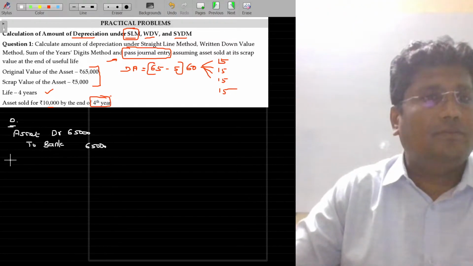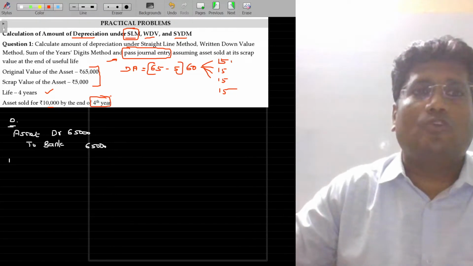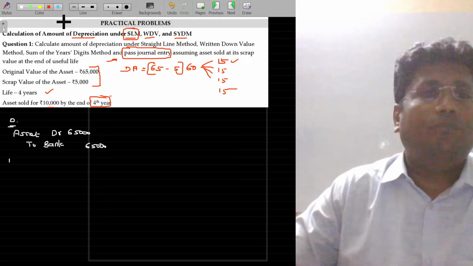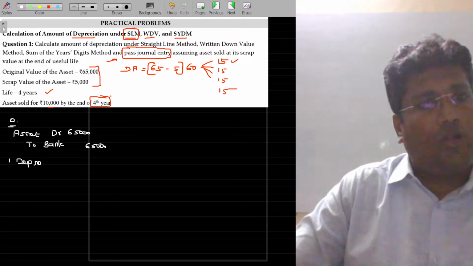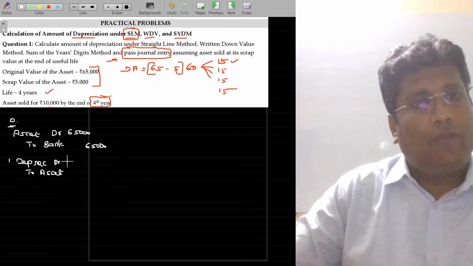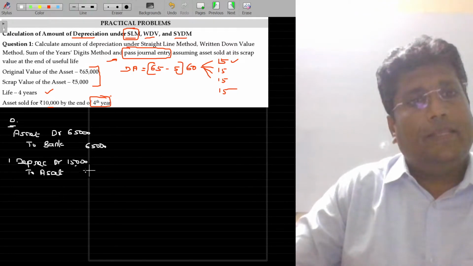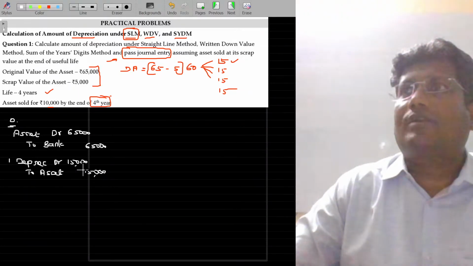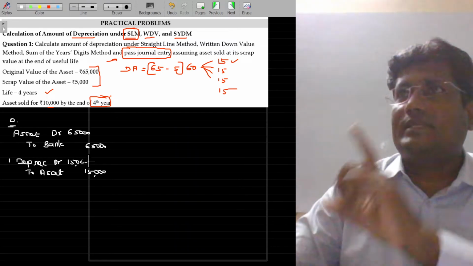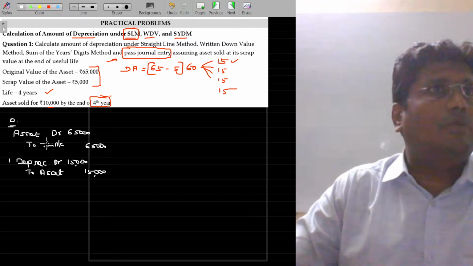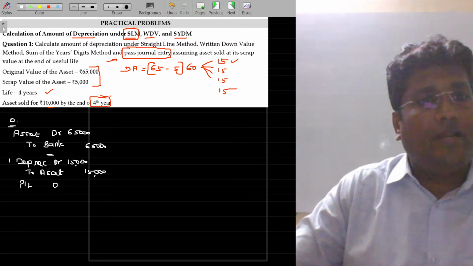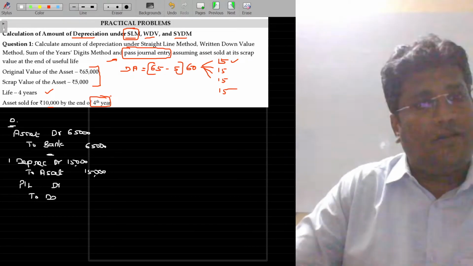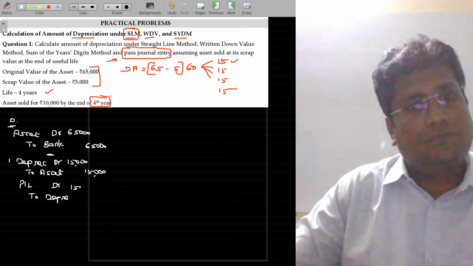By the end of the first year, I depreciate 15,000 rupees. Now come on, pass the journal entry for depreciation. Make it faster. Depreciation account debit to asset account, value being 15,000. At year end, whatever the nominal account may be, should be transferred to where? Profit and loss account. So this depreciation should be transferred to the P&L account. The transfer entry is P&L account debit to depreciation, being 15,000.